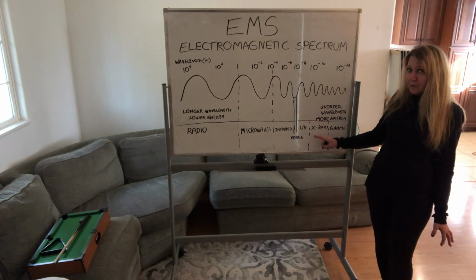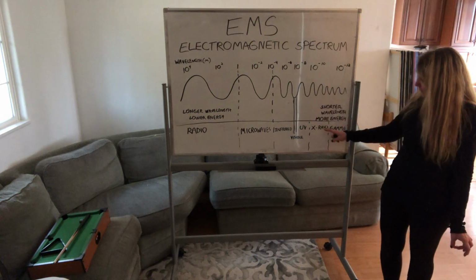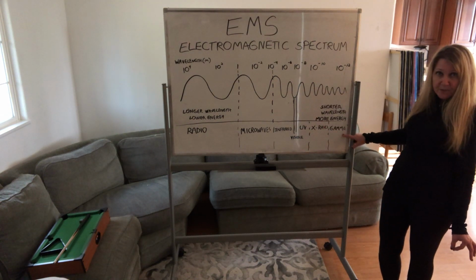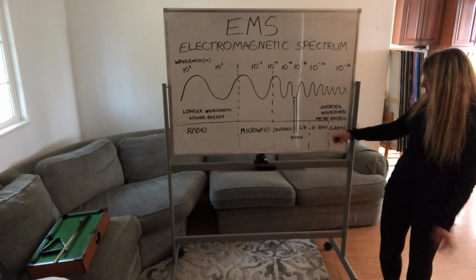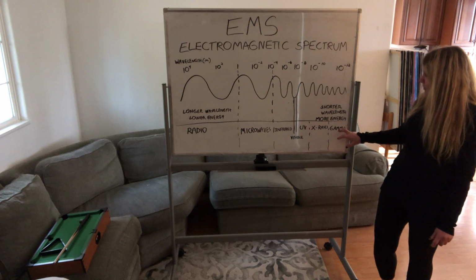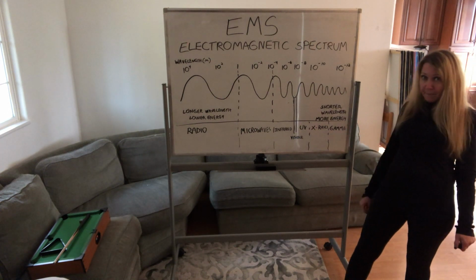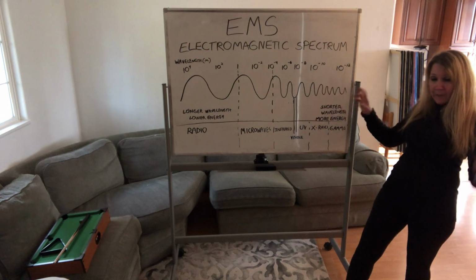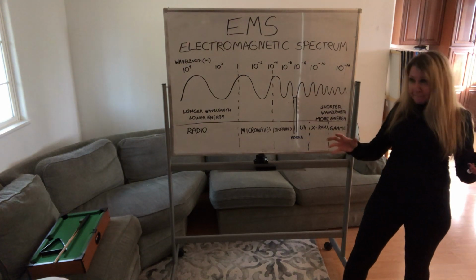X-rays are more powerful, and some X-rays can be just as strong as gamma rays. So sometimes the X-rays can extend. And the most powerful are the X-rays and the gamma rays. So they're the shortest wavelengths, high frequency, lots of energy.